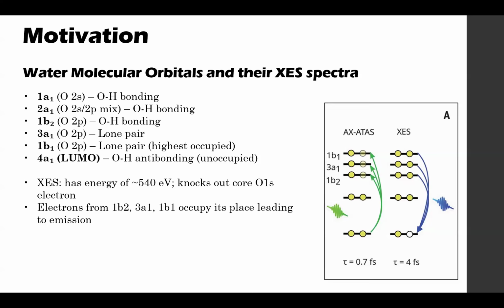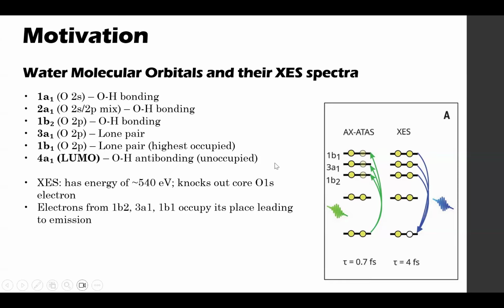In XES, essentially you have an X-ray photon source, and the X-rays come and knock out the core electron in the oxygen 1s orbital. The hole that is formed there, the vacancy, is filled by an electron from one of the higher molecular orbitals, and that leads to the emission of a photon, which gives the XES spectra.